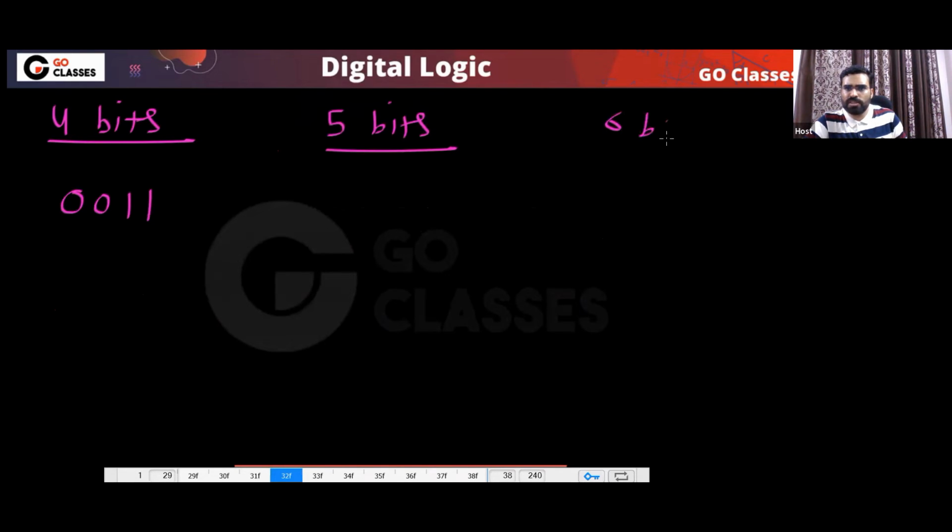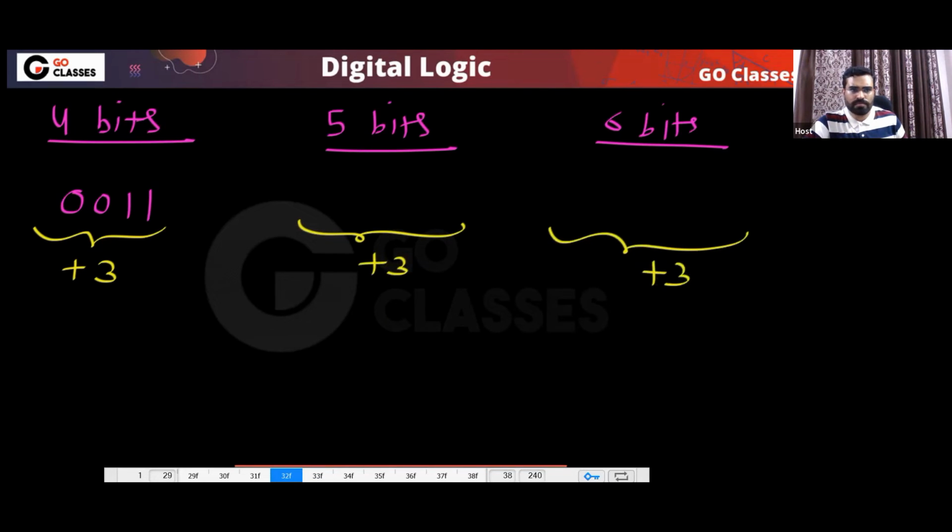In 6 bits, what will this data become? So tell me, what is this data? Can anyone tell me? This data is +3. Okay, 3 is also correct. So this same data, how will you represent in 5 bits, 6 bits? Very simple. Just put 0 and then 0 0 1 1. Just put 0 0 and then 0 0 1 1.